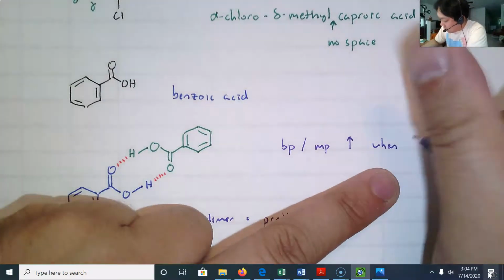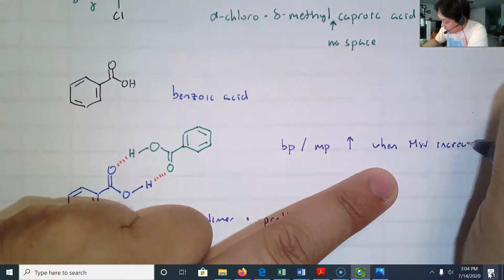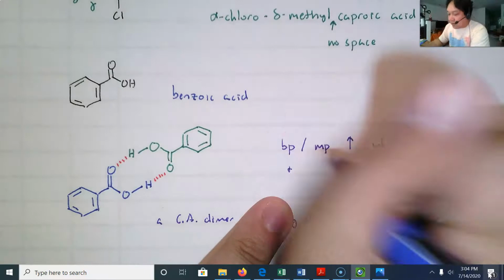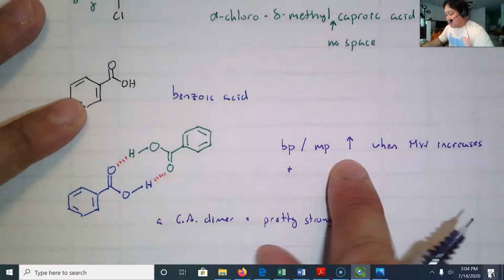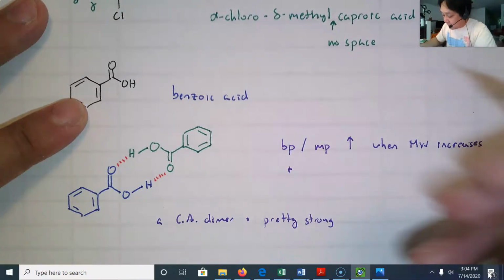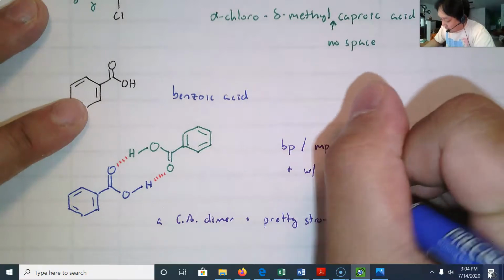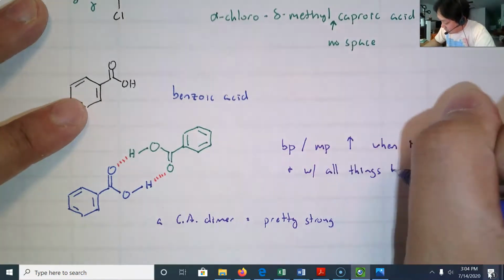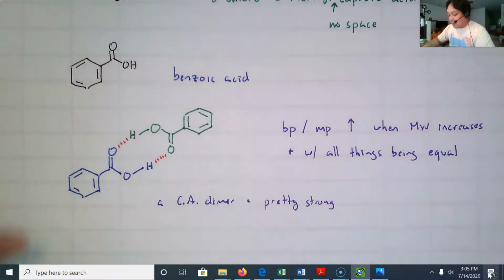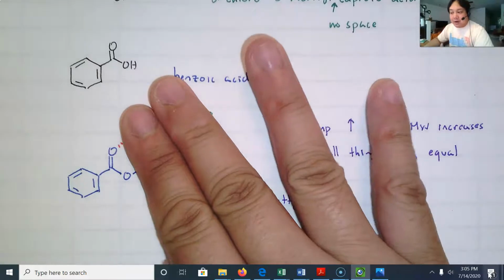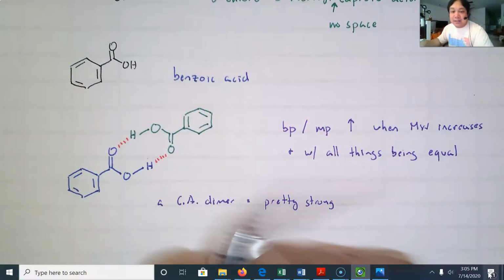when molecular weight increases. And all things are equal. Okay, so there's a possibility that a very light molecular weight molecule could have a higher melting point if it has a lot of hydrogen bonding. So with all things being equal, yes, when you increase the molecular weight, the boiling point and the melting point go up. So I need to write that disclaimer. Because what's happening here is that this molecule, the benzoic acid, is actually acting like a molecule twice its size, which increases its boiling point and melting point.